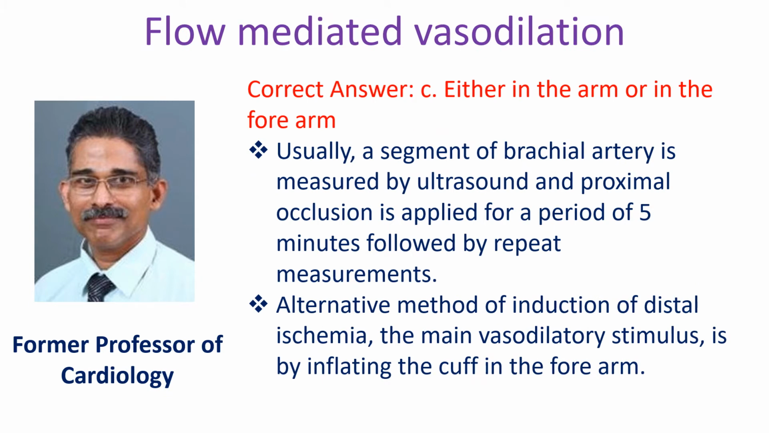Either in the arm or in the forearm. Usually, a segment of brachial artery is measured by ultrasound and proximal occlusion is applied for a period of 5 minutes followed by repeat measurements. Alternative method of induction of distal ischemia, the main vasodilatory stimulus, is by inflating the cuff in the forearm.